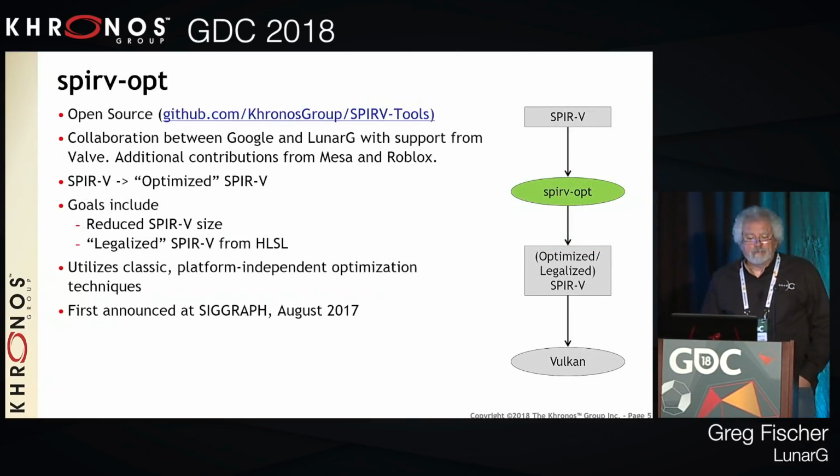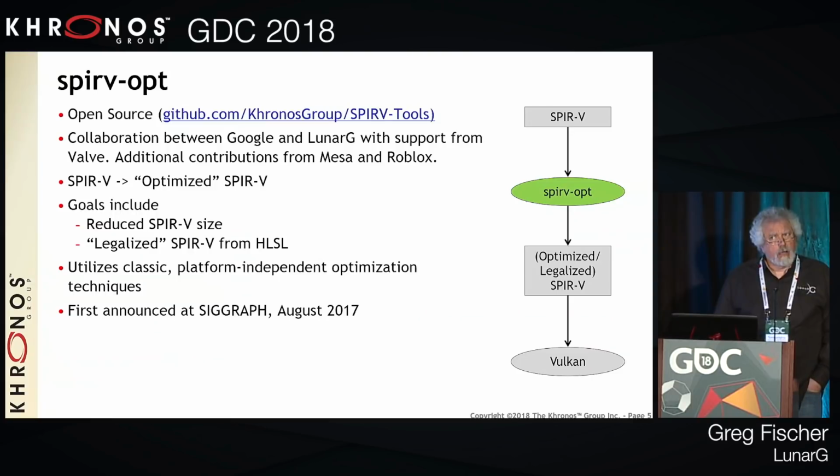All right, so SPIR-V Opt. This is a part of the SPIR-V Tools project in the Khronos group on GitHub. It's a collaboration, and essentially Google maintains it. The work that I'm going to talk about today is a collaboration between folks at Google and LunarG with support from Valve, and some other significant contributions from folks involved with Mesa and Roblox.